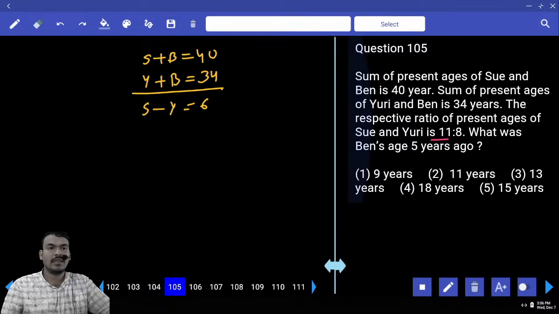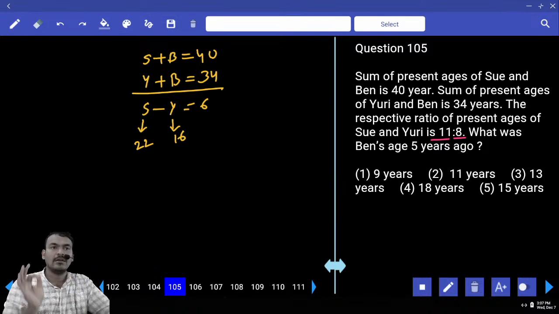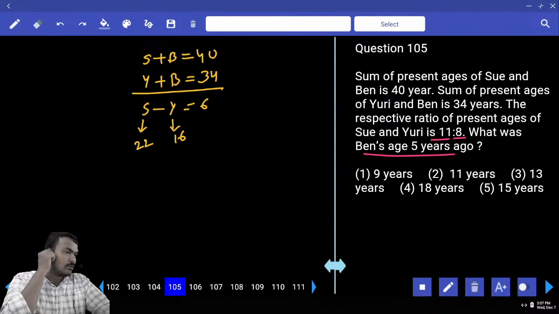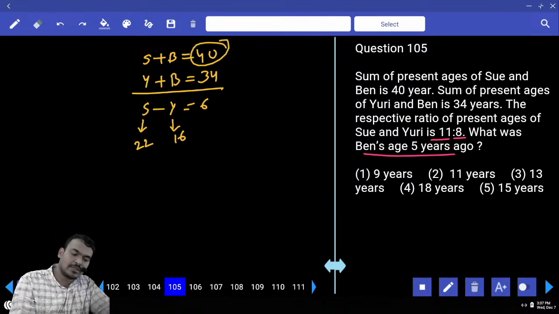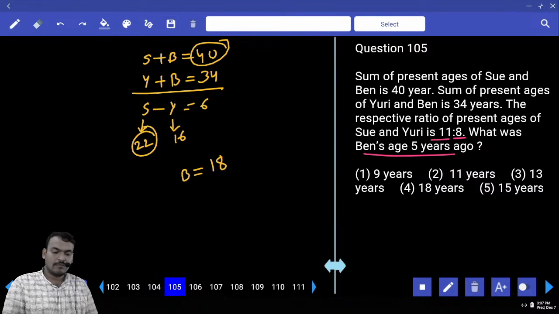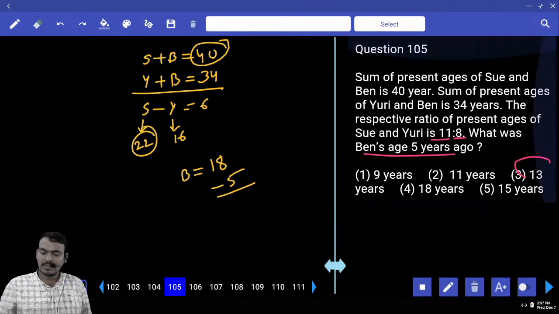But S represents 11 parts, Y represents 8 parts. The difference is 3 parts, and 3 parts are 6 years. Then 11 parts are 22, 8 parts are 16. That is the individual age of S and Y. But we require B's age how many years ago? 5 years ago. We know the S value, so out of 40 we subtract 22 to get the B value. B is how many years? 18. But we require how many years back? 5 years back. Minus 5 or plus 5? Minus 5. What is the answer? 13 years.